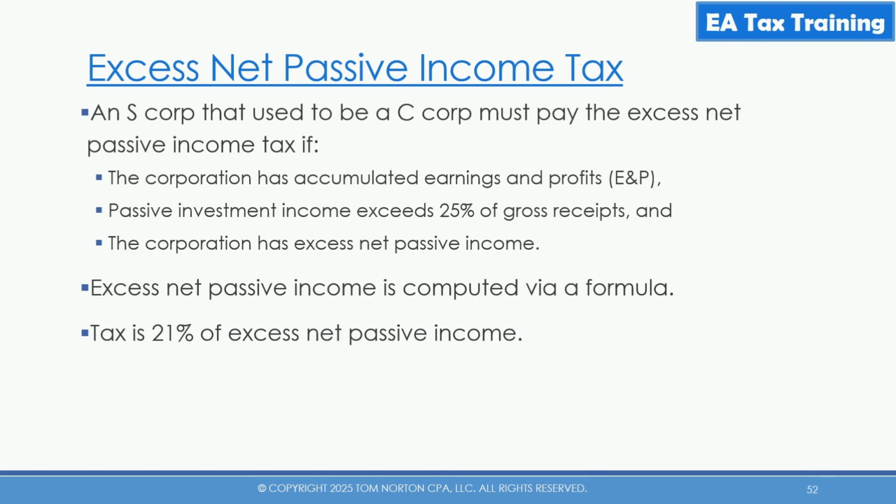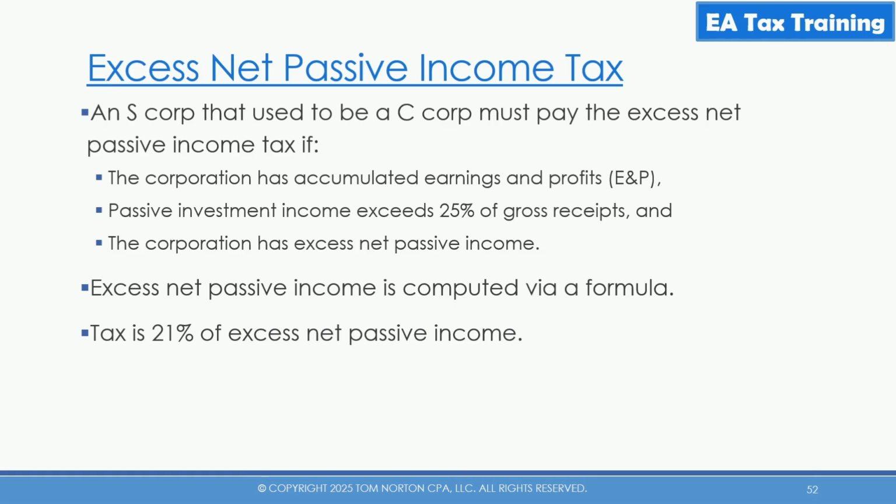How do you know if you have excess net passive income? Well, there is a formula that the IRS gives you that you do not need to know for the EA exam. So all you need to know for the EA exam is if you do have excess net passive income and you meet this other criteria, then you have to pay this excess net passive income tax. So again, what they're saying here is if when you were a C Corp, you accumulated a bunch of earnings, now you have converted to S Corp, and more than 25% of your gross receipts as an S Corp come from this investment type of income, interest, capital gains, etc., then first of all, if that happens for 3 consecutive years, you are going to cease to be an S Corp.